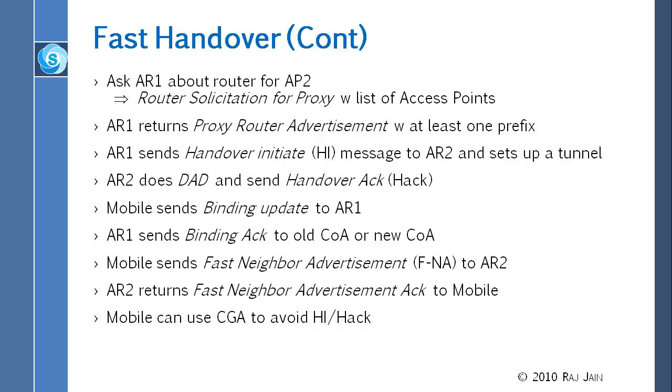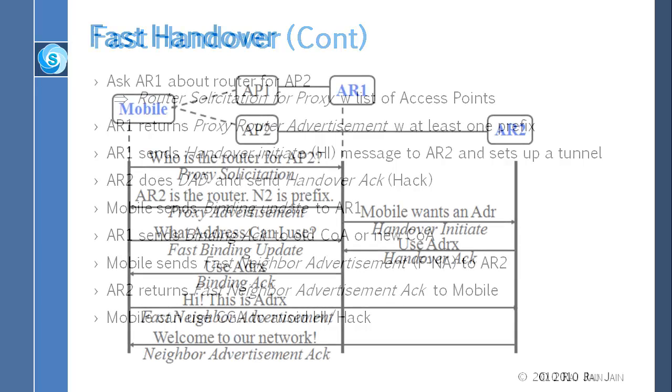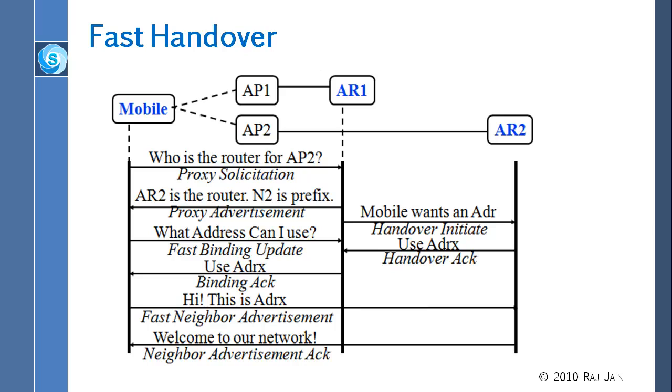And it can also use CGA. CGA is the cryptographically generated address, to avoid HI and HACK. So HI is this last message, and let's see, HI, handover initiate, and handover ACK.